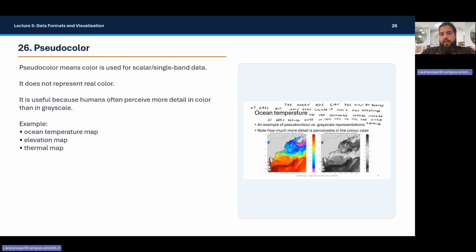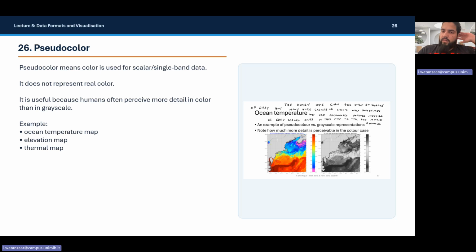Pseudo colors are another type of colors we are discussing for Earth observation visualization. Pseudo colors are not representing any real colors. Pseudo color is used for scalar or single band data, so it is applied to a single band of data.